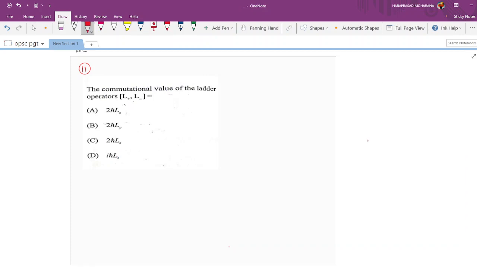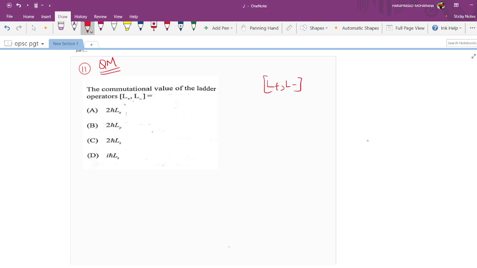So in this series we have completed till question number 10 and today we are going to start from question number 11. This question is from quantum mechanics. As you all can see, this asks about the commutation value of the ladder operators. So let me write it first. [L+, L-] commutation bracket.